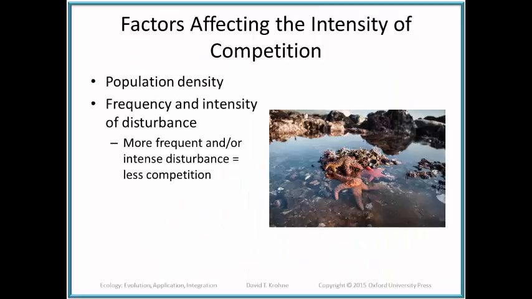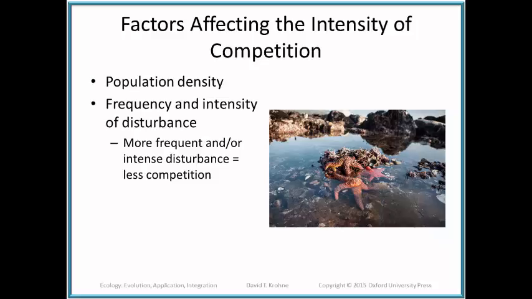Other factors that affect the intensity of competition are population density and frequency and intensity of disturbance. Population density you can think of as there's more and more individuals, there could be more and more intense competition for a particular resource. A resource becomes more limiting, and therefore competition would become more intense. Frequency and intensity of disturbance is more difficult to predict, but what we're seeing here is that more frequent or intense disturbance will often drive populations down because the environment is unpredictable. It'll drive the population down.